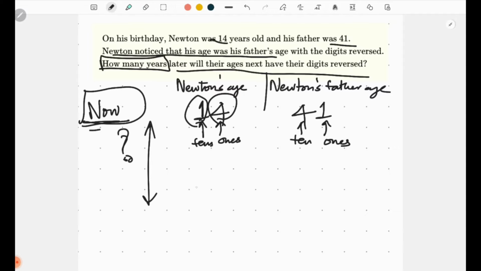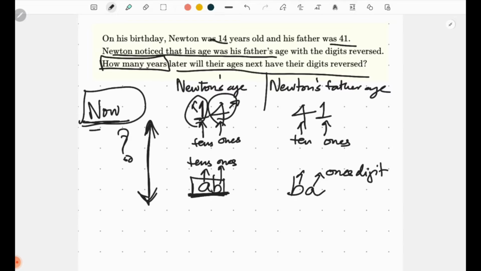Say Newton's age is AB after a certain number of years. And by that I mean A is the tens digit and B is the ones digit. Just like how 4 is the ones digit here and 1 is the tens digit here, right? So say after a few years, Newton's age and his father's age have their digits reversed. So this person's age would be BA. Again, BA means here A is the ones digit and B is the tens digit, right?